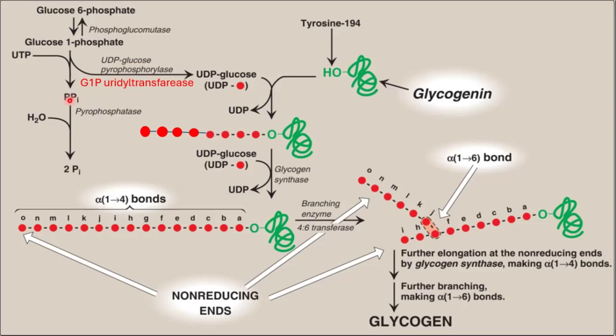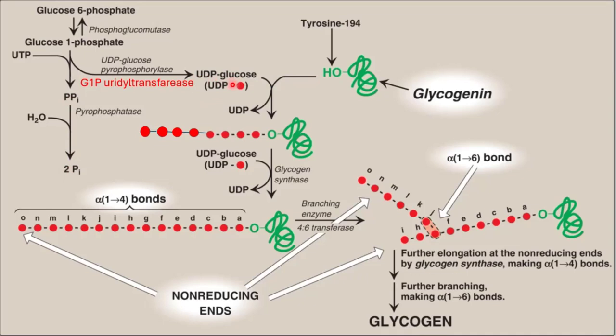Then this pyrophosphate is cleaved to two inorganic phosphates by the enzyme pyrophosphatase. Now, the essence of this cleavage is to ensure that the reaction proceeds unidirectionally. You don't want this reaction to be bidirectional. You want to remove this pyrophosphate from the cellular pool and convert it to two inorganic phosphates. Then you have now activated glucose. You have the active form of glucose here, which is the UDP glucose.